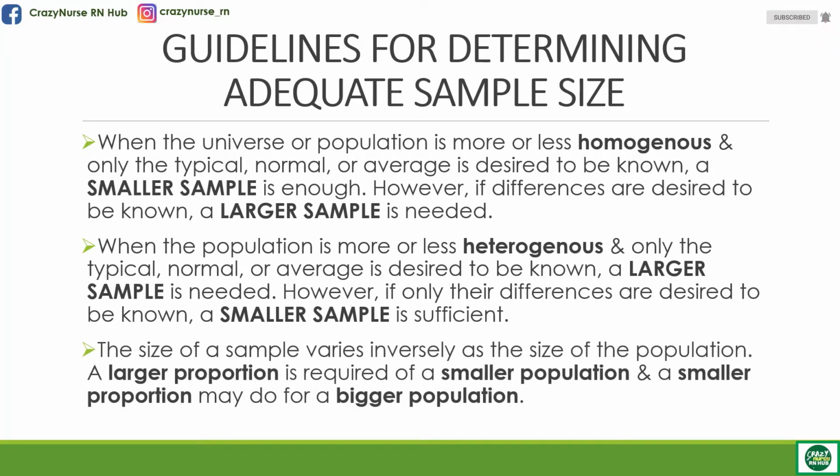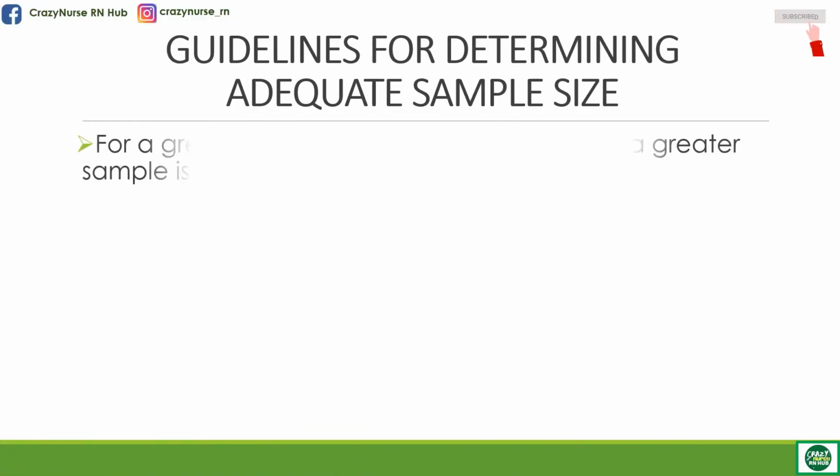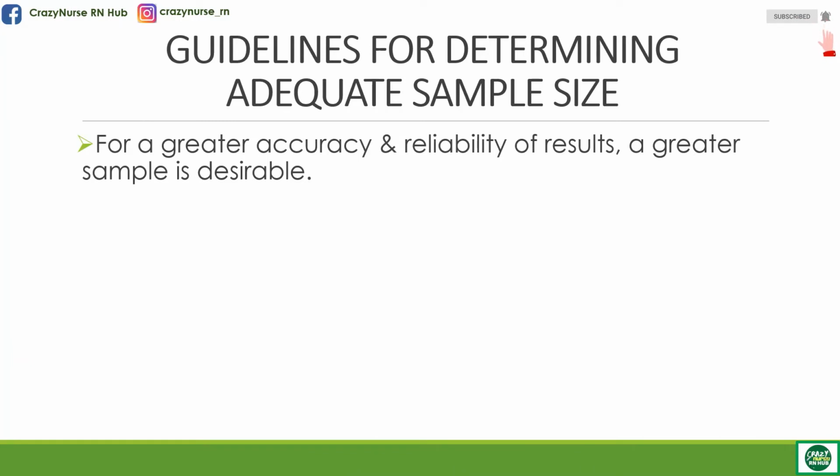The size of a sample varies inversely as the size of the population. A larger proportion is required of a smaller population, and a smaller proportion may do for a bigger population. For a population of 5,000, a sample of 10% may do, but for a population of 500, a proportion of 30% may be required. For a greater accuracy and reliability of results, a greater sample is desirable.